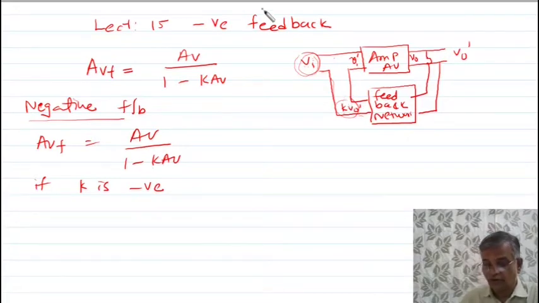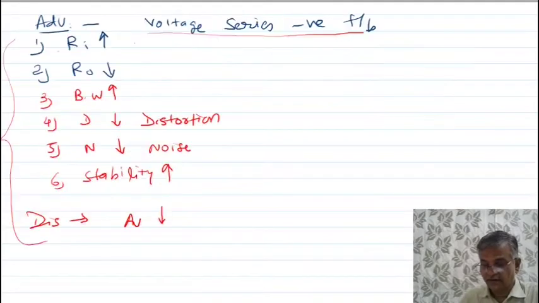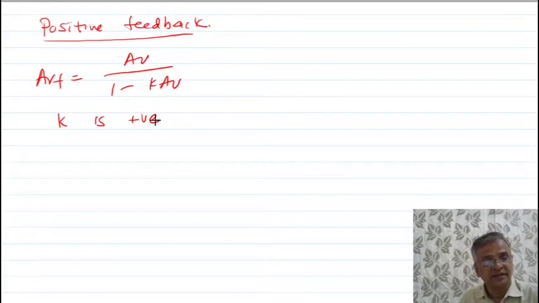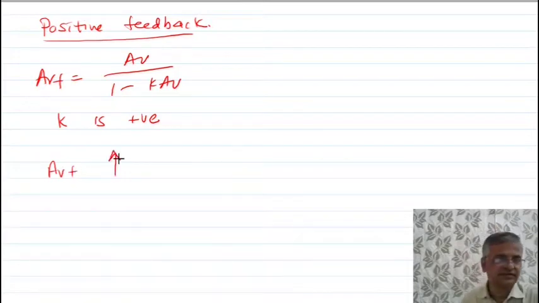So in positive feedback, the value of K is positive, or you can say there is a zero phase shift between the input signal and feedback signal, or a 360-degree phase shift between the input signal and feedback signal. So what is the advantage of this feedback? The advantage is that the gain with feedback increases.